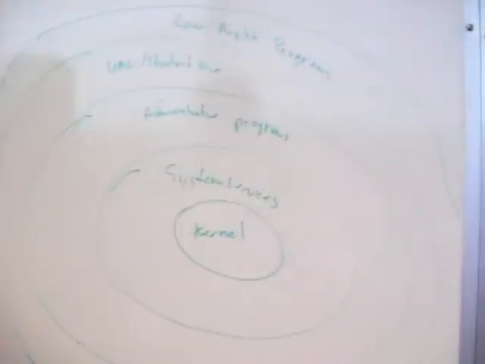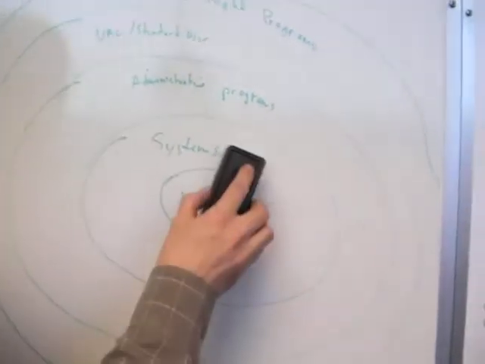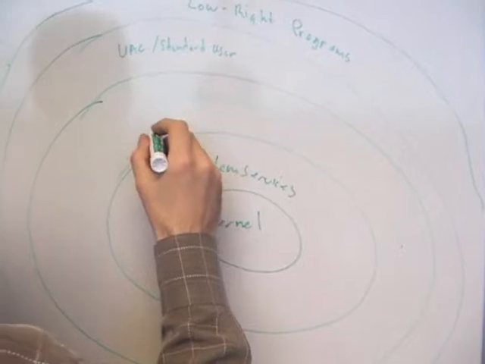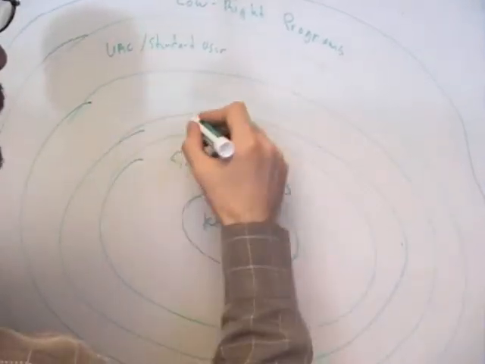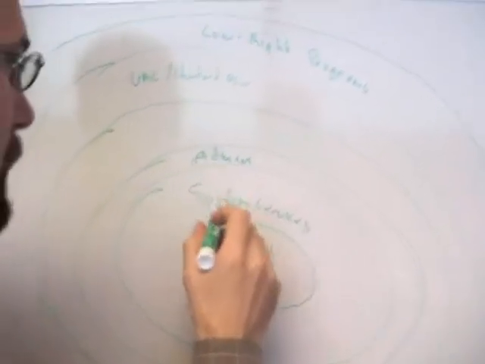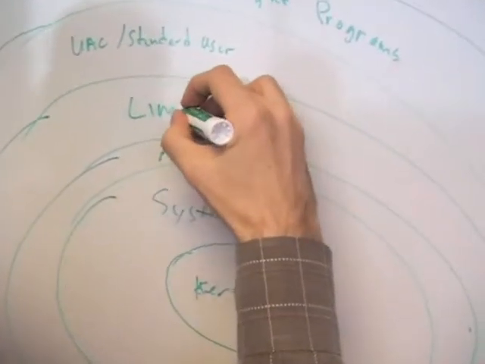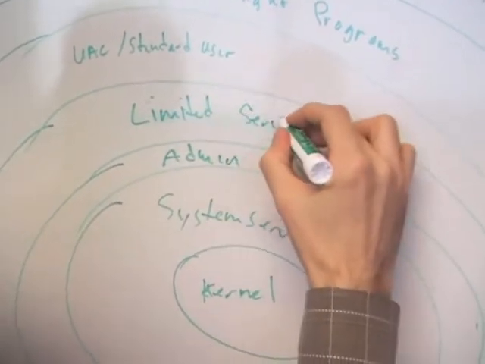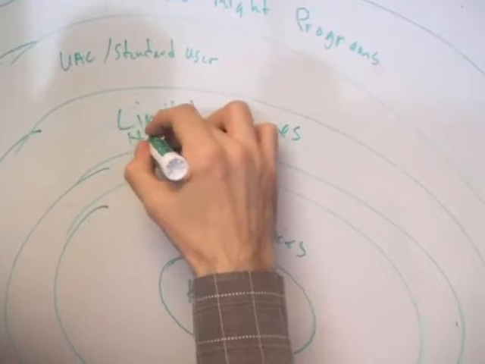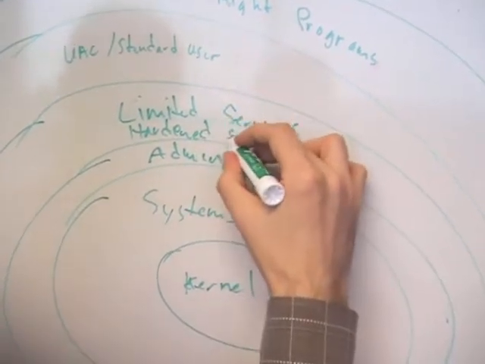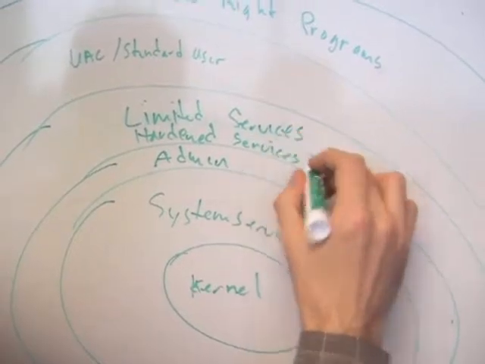In Vista, actually I left off a ring here. It's kind of hard to read this on this camera, but that's cool. It's Vista, but it's hard to see. I like the irony there. So system, services, admin, and then I'm going to say limited services or hardened services. These are services using the framework I just spoke about a few minutes ago.